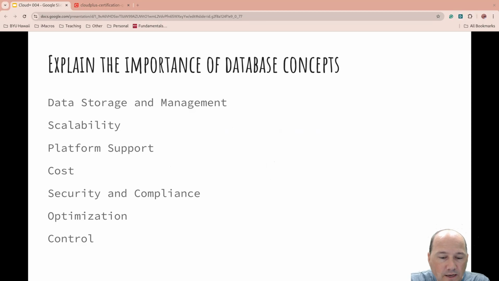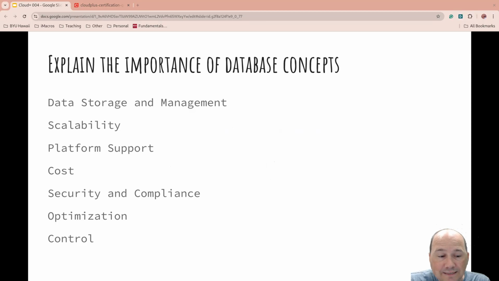What type of database is it? Cost, how much is it going to cost? Are you bringing your license with you? Are you having to purchase the license? Is it part of the subscription? Does it meet all the security and compliance concerns that you have? Maybe some of those are regulations or legal type things. How is it optimized? What levers can you pull to optimize it? Is it going to be fast enough for your needs? Are you paying too much for it? You wouldn't mind it being slower. Who has control over it? These are all things you need to ask.